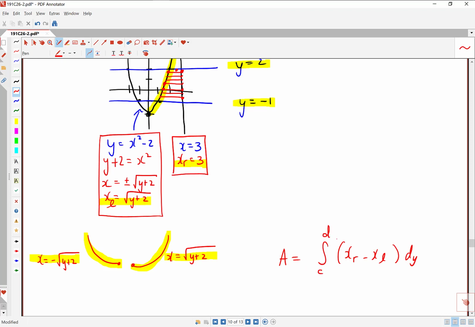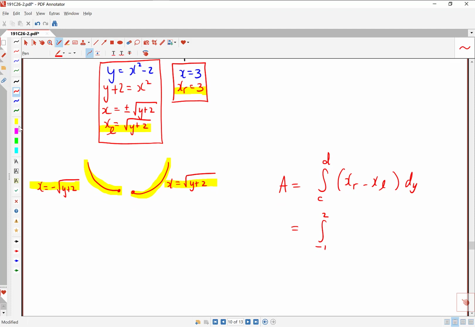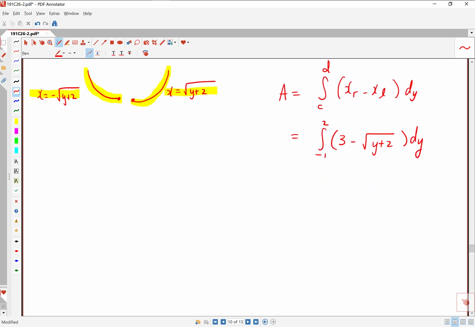So let's do the y values first. We're going to be going from -1 to 2. And then based on our discussion here in the boxes, we know what x right and x left are. So x right is 3, and we're subtracting off x left, which is the square root of y plus 2. That's going to get integrated with respect to y. Great, so we've set up our area. We don't need to look back at our diagram anymore. And now it's just a matter of doing our integration.